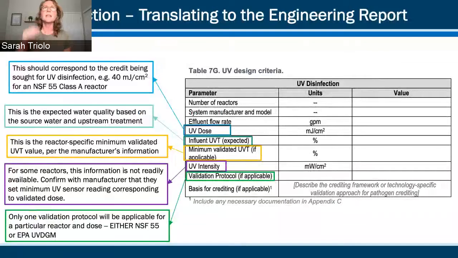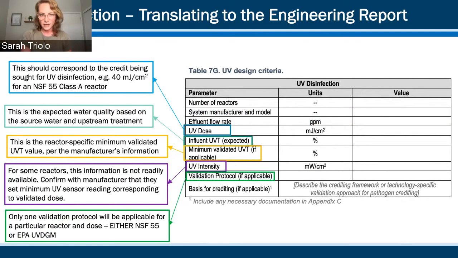Okay, so for UV, because this is such a common process and we see a lot of questions about it, I wanted to take it one step further to relate the information that we just talked about to how you would approach putting that information into the engineering report, so that DPH, when they review that, can see that you have picked an appropriate reactor, you've provided the information that they need to evaluate if it's appropriate in your treatment train, and if it is going to achieve the credits that you've claimed.